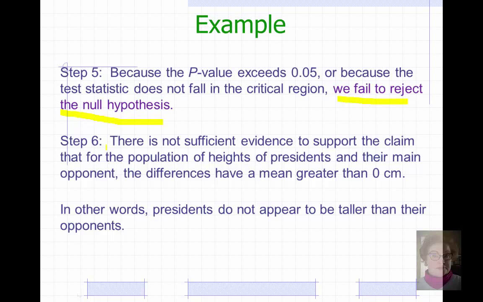Your authors say there is not sufficient evidence to support the claim that for the population of heights of presidents and their main opponent, the differences have a mean greater than 0. Or we could say, this study suggests that presidents do not appear to be taller than their opponents.